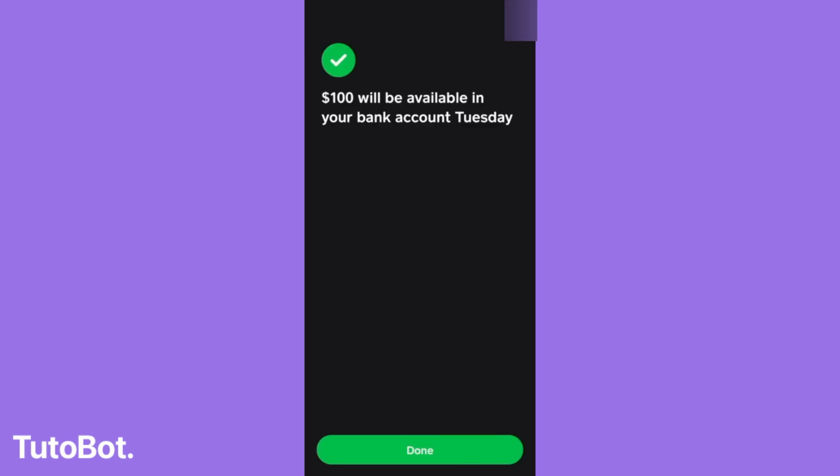Since banks do not support Bitcoin directly, the only way to transfer Bitcoin to a bank account is to sell the Bitcoin first and then transfer the cash proceeds to your bank account. And that's it. So that's basically how you can withdraw Bitcoin to bank account.